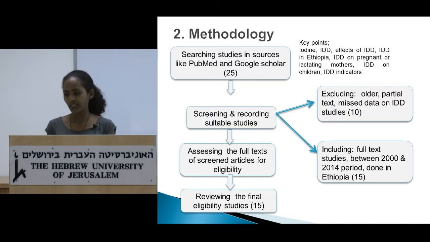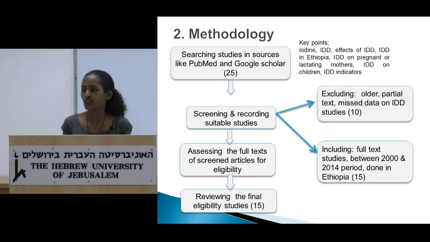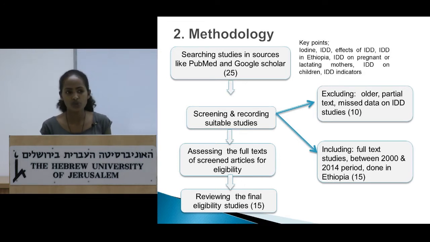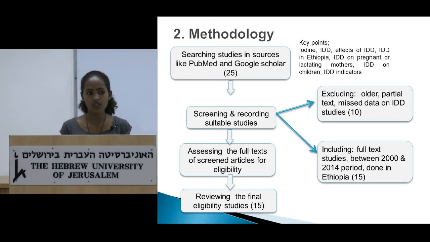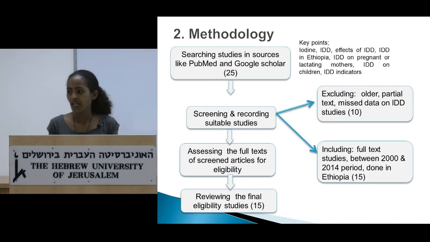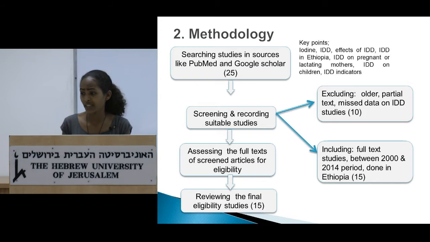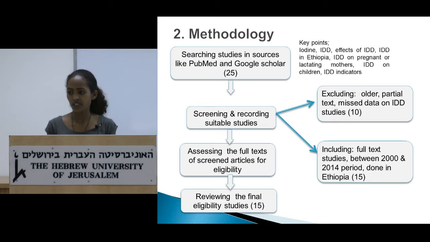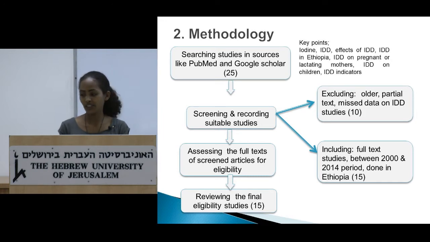From those, I tried to screen and record the suitable studies. Some of the articles were excluded because they didn't fulfill the criteria of full text studies conducted since 2000 up to date, and specifically those not done in Ethiopia were excluded. Then I assessed the full text of the screened articles. Finally, 15 articles were eligible for the final review.